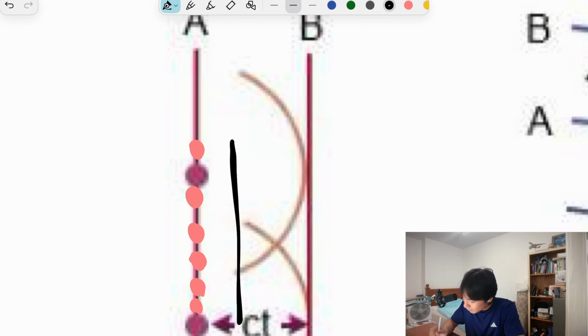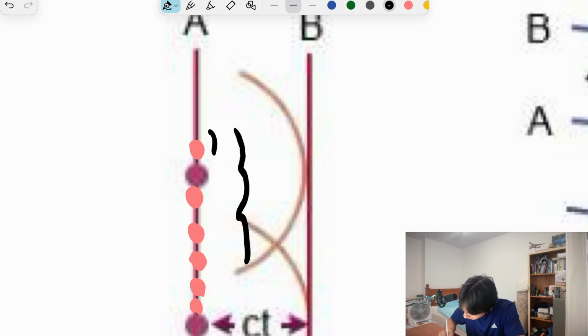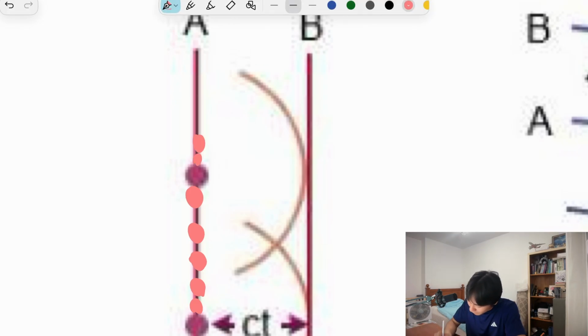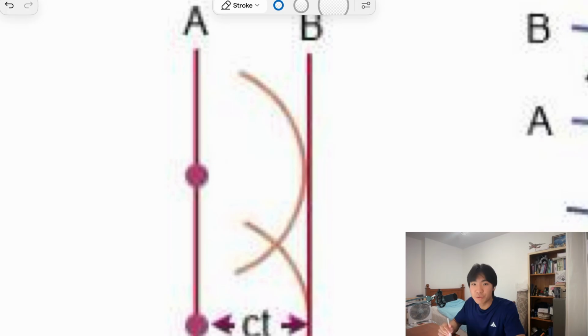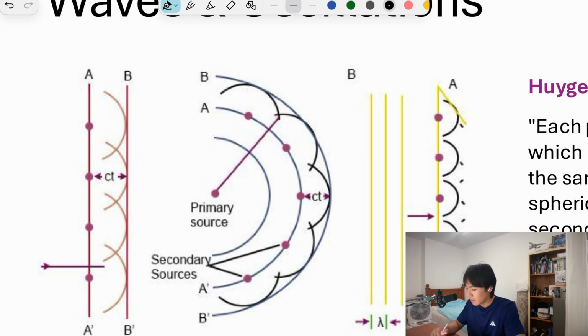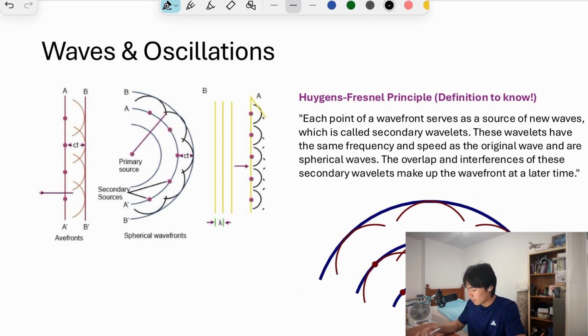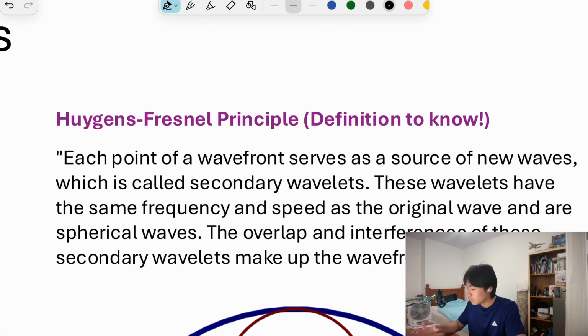With maybe these types of wavelets, it's not going to look like a straight line, but maybe like this. But imagine you have infinitely many wavelets, millions and billions of them, because they're not realistically this big, and it's going to basically look straight. That's how a straight wavefront is formed. And I explained with the spherical one. Again, this is an important definition which you should know and write down somewhere.